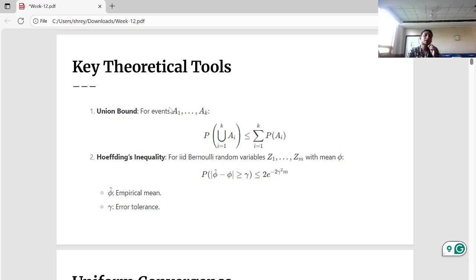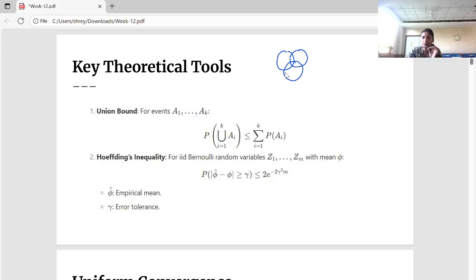Okay, so the first thing is the union bound. They say that if there are k events, A1 to Ak, what is the probability of the union? It means that, let's say this is your event A1, this is A2 and A3. And you have to calculate the probability of all these three events. So what should the probability be?